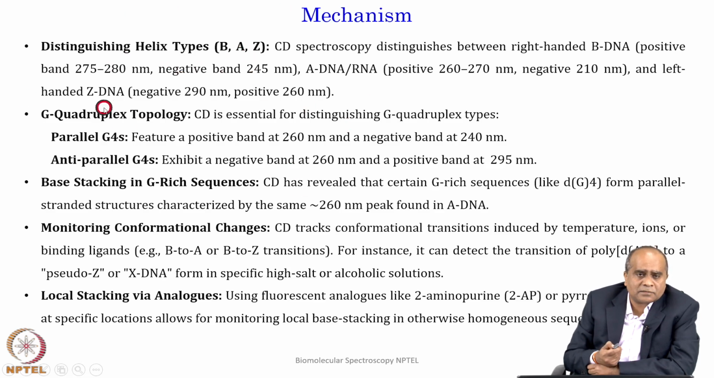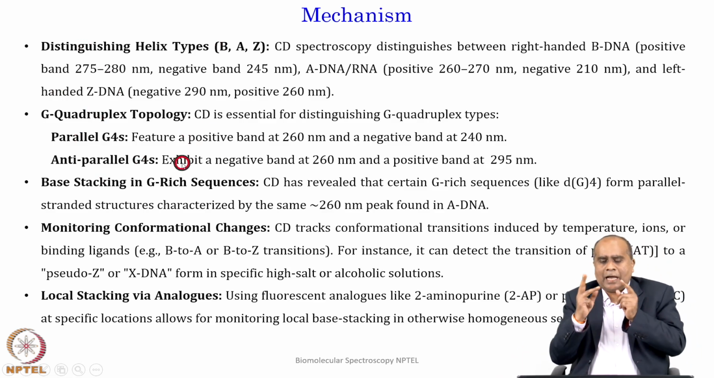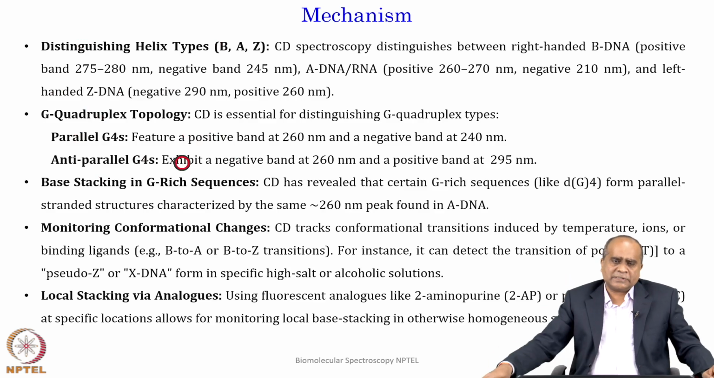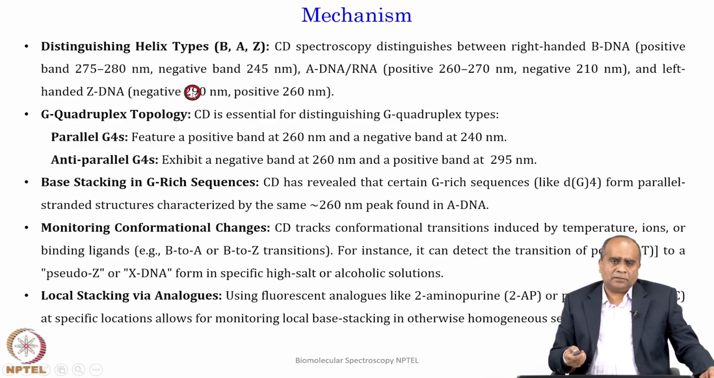Other than these double stranded DNA, you can have a quadruplex topology. Quadruplex means 4 strands, 2 and then 2. So, CD actually can be instrumental in distinguishing the G-quadruplex.